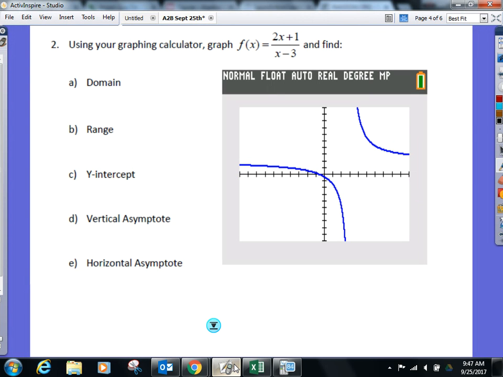All right, what's my domain? 3. X cannot equal 3. So make sure we write this correctly.